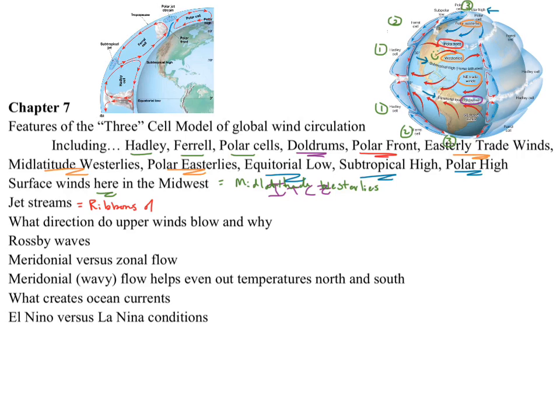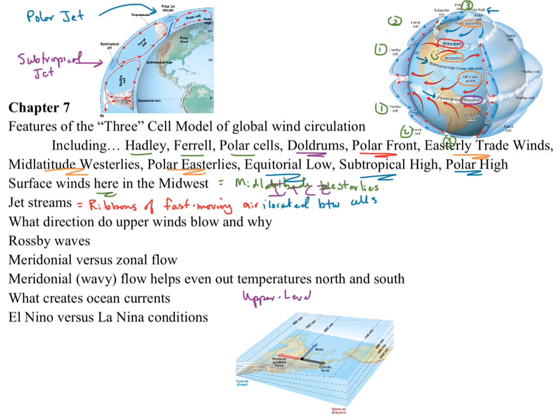Jet streams, I'll bring in a picture here. Actually, there are 2 jet streams, and they are both ribbons of fast-moving air, and they are between the cells. So the subtropical jet is between the Hadley and the Ferrel cell, and then we have the polar jet between the Ferrel and the polar cell. Okay, yeah, that should work.